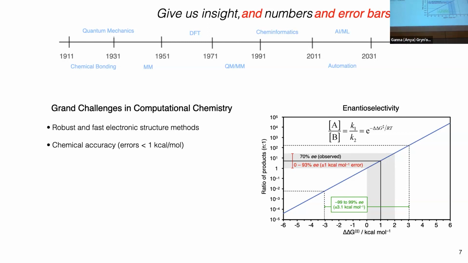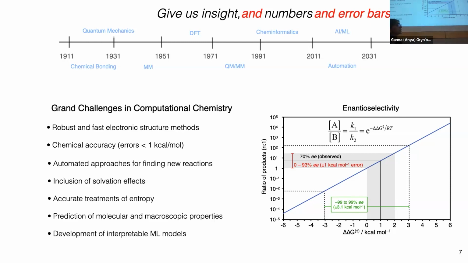And often we call this 1 kcal per mole the chemical accuracy threshold, because we are very much interested in making differences in that area. And in many cases, we are not there. We can understand some cases, but it's still very difficult to predict enantioselectivity. So one of the key challenges actually is developing those methodologies, and that is where the ab initio specialists are still highly relevant today.